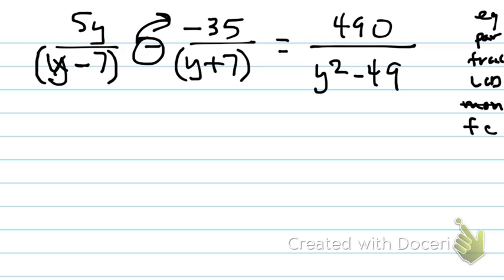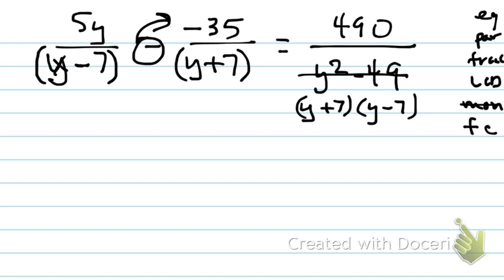GCF? Nope. Difference of 2 squares? Yes. So it's going to be y plus 7 times what? Yeah, because y squared is y and y. 49 is 7 and 7. The first one gets a plus, the second one gets a minus. That's the pattern for the difference of 2 squares. Okay?